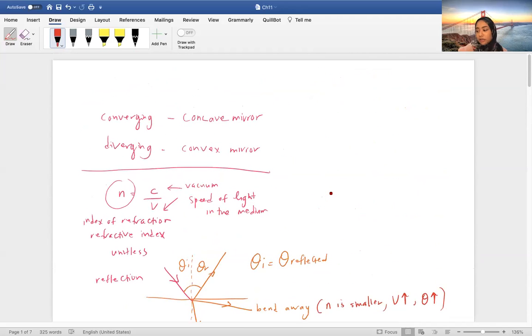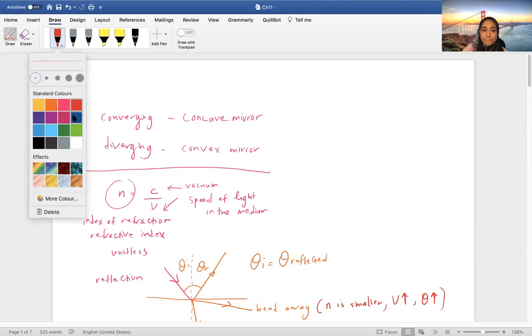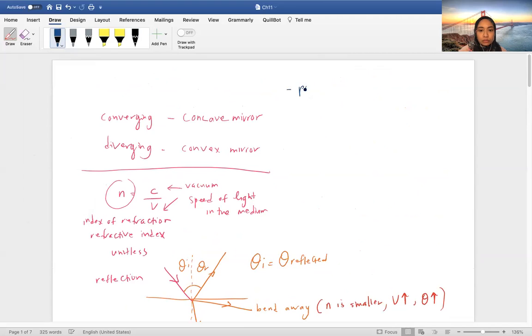Okay, so for mirrors, we talked about how to draw the ray diagram. We just talked about the ray diagram first. So we had pole. Pole is the center of the mirror. Okay, and then we had the principal axis, which goes through the pole. So it's a straight line that goes through the center of the mirror.